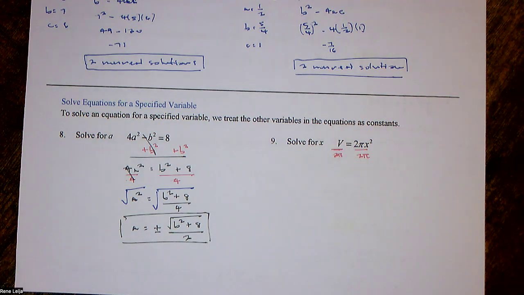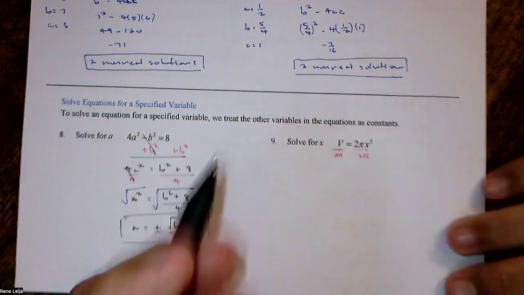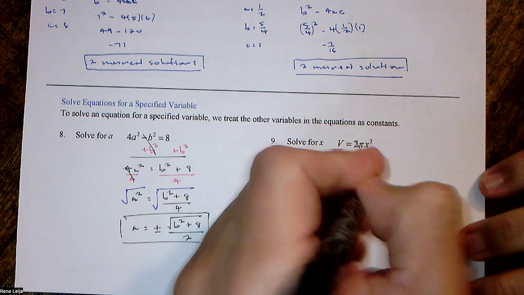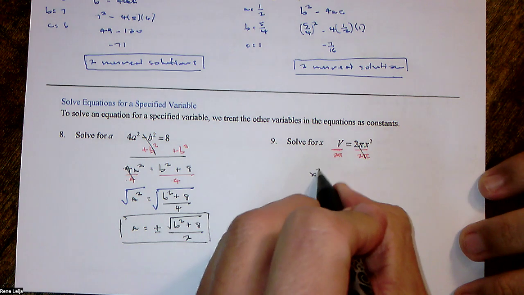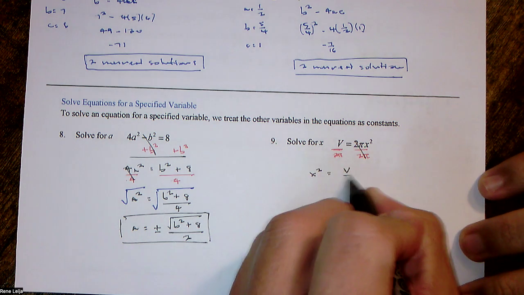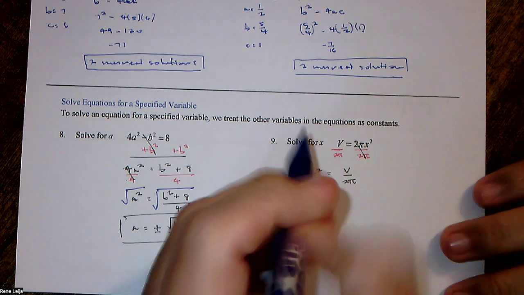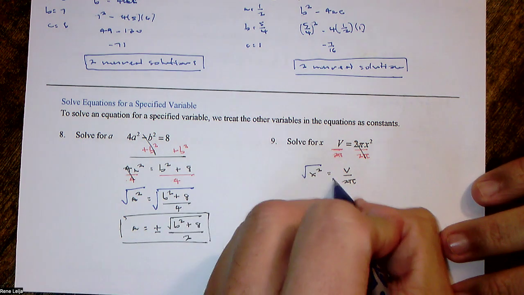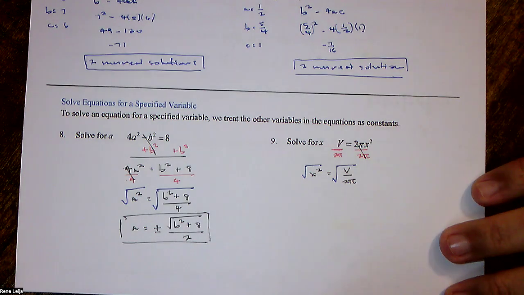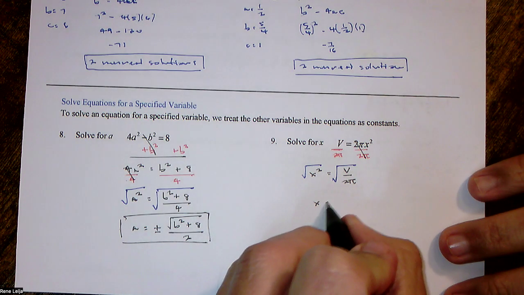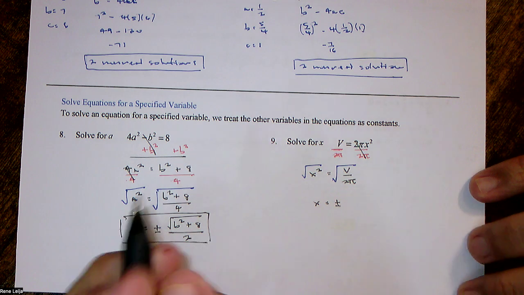Now, 2 pi is a number. Okay, I'm going to flip this around. So x squared equals v over 2 pi. Okay, so now I'm going to take the square root of both sides. So we get x equals, don't forget your plus and minus.